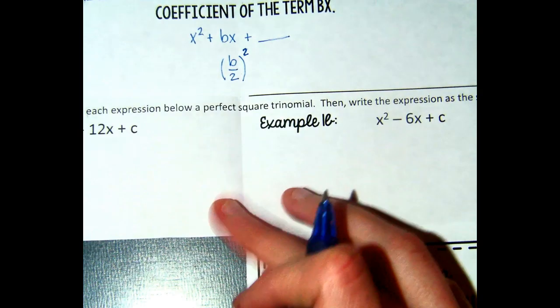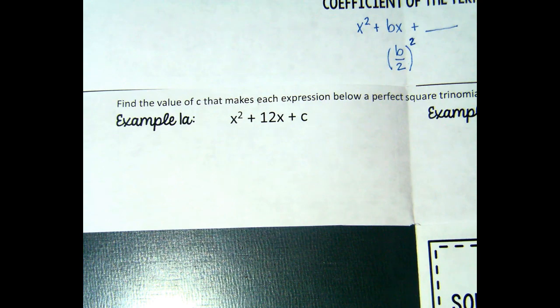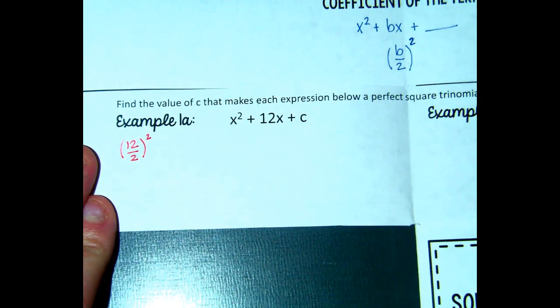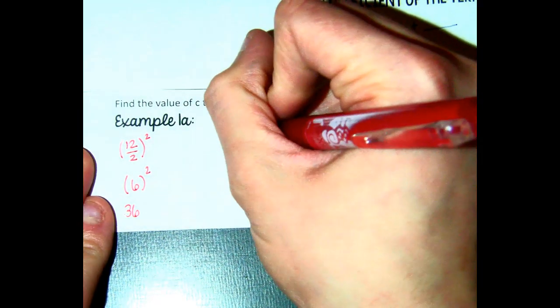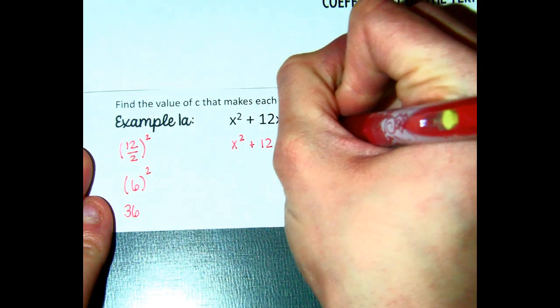Complete the square. Example 1A. They put a C instead of a blank now. To complete the square, I'm going to do what? 12 divided by 2 and square it. What is 12 divided by 2? 6 squared. What is 6 squared? So I'm going to write x squared plus 12x plus 36.